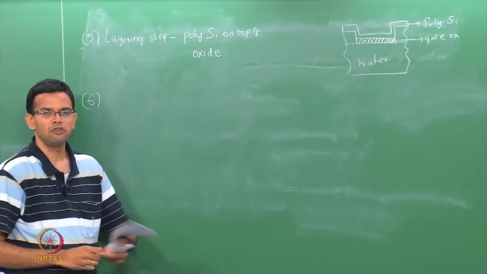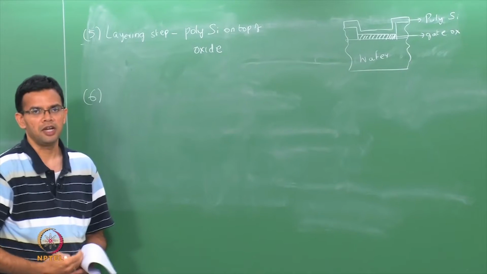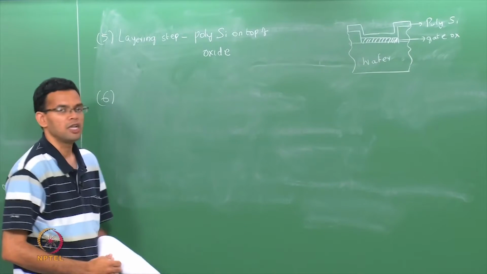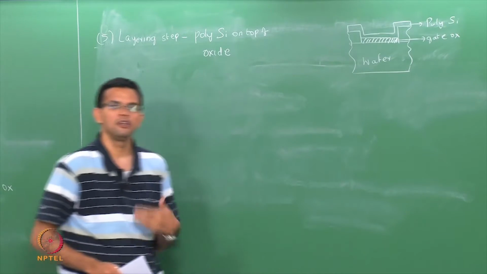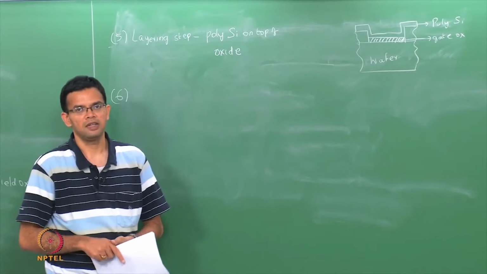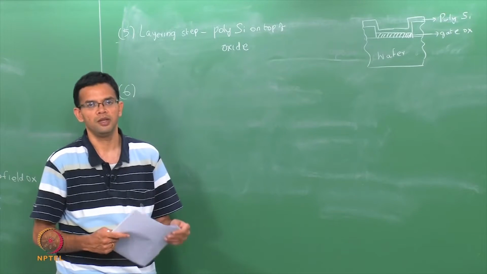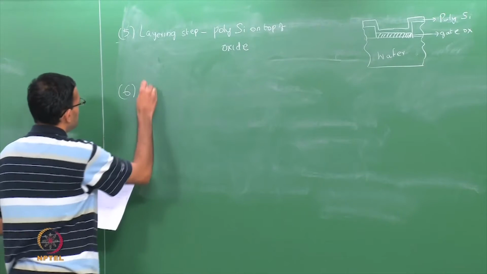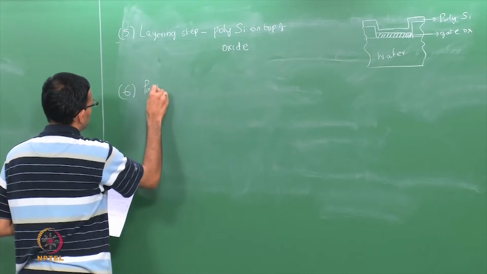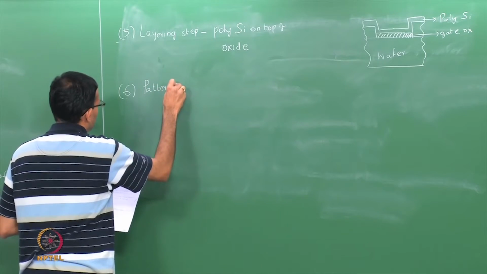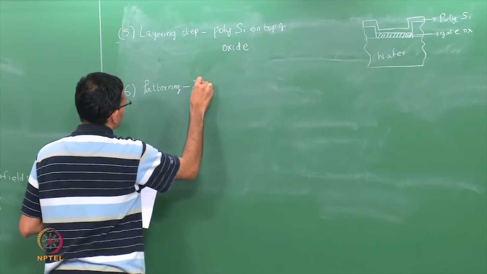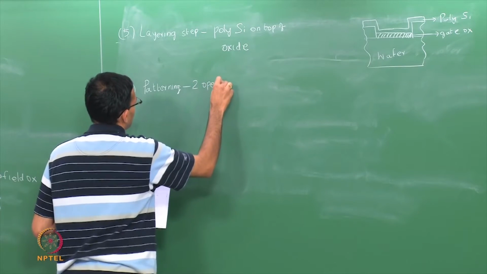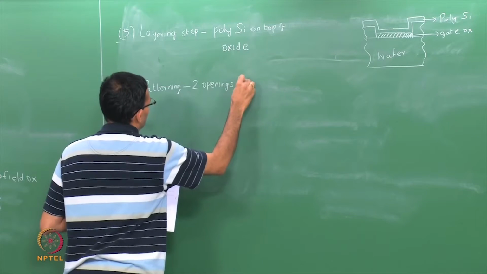So, we then need to define both the source and the drain. If you remember in the case of a MOSFET, let us say you have a p type silicon, your source and drain are n type silicon. So, you need to do some sort of doping. So, the next step is to do the patterning in order to create two openings for source and drain.